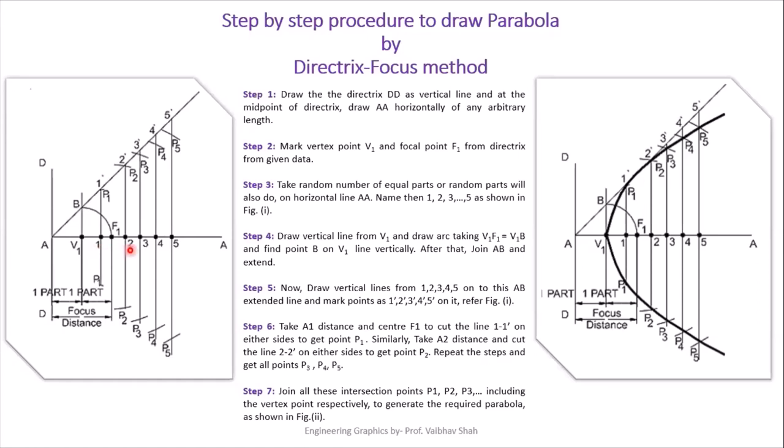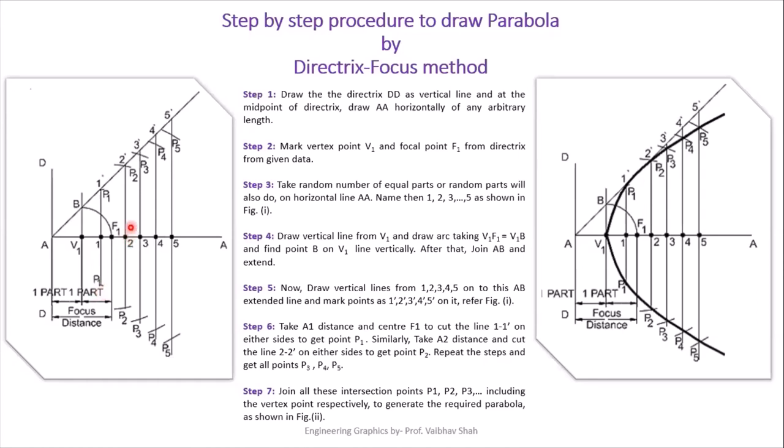Now, after that, take any random number of parts 1, 2, 3, 4, 5 on the right hand side of your vertex point V1. After getting these points, you will draw a vertical line from part 1, part 2, part 3, part 4 and part 5. After drawing these lines, you have to take the dimension on your rounder as 1, 1', the dimension of this vertical line, and you will put your rounder at focal point F1 and try to cut this vertical line at this point to get P1 and at the bottom to get P1 on the same vertical line.